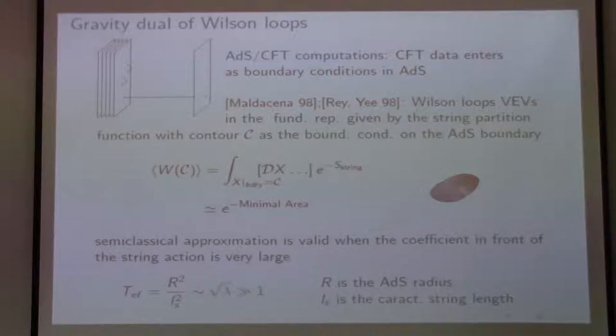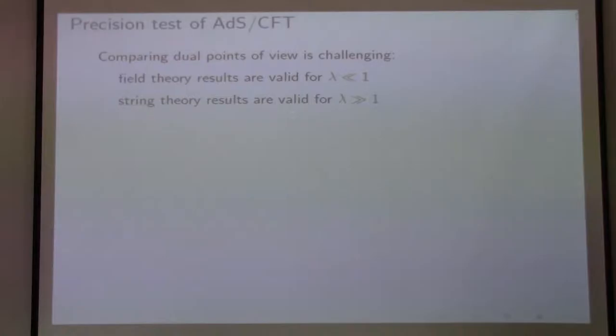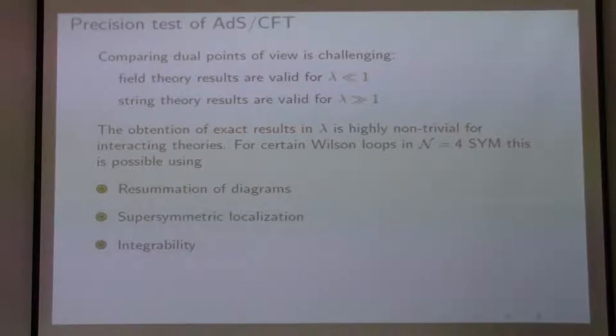So this is what you can do in the opposite regime, where you cannot trust the perturbative expansion. One of the things I said is that I would be interested in doing precision tests. But this is typically a problem, because field theory results hold for lambda small, while string theory computations hold in the opposite regime where lambda is very large. So in principle, if you would like to get this precision test, you would need some exact result in the gauge theory. But in interacting gauge theories, this is very nontrivial. But luckily for Wilson loops in N=4 super Yang-Mills, there are different ways of obtaining exact results for the expectation value of Wilson loops. One of them is the summation of diagrams, or supersymmetric localization.